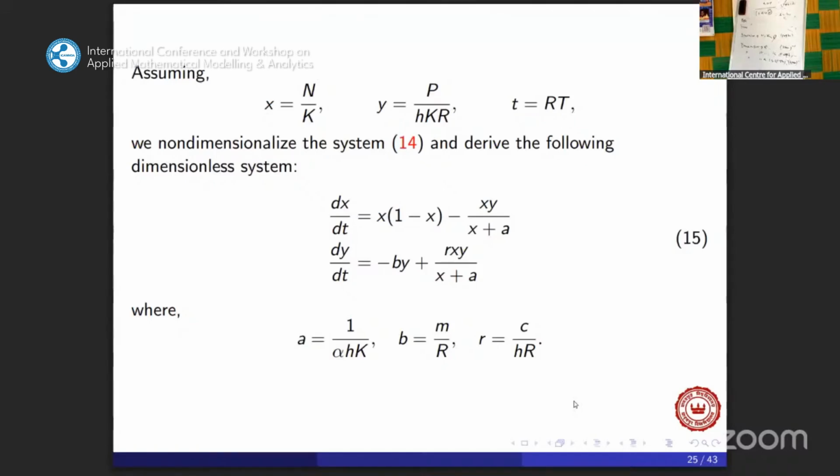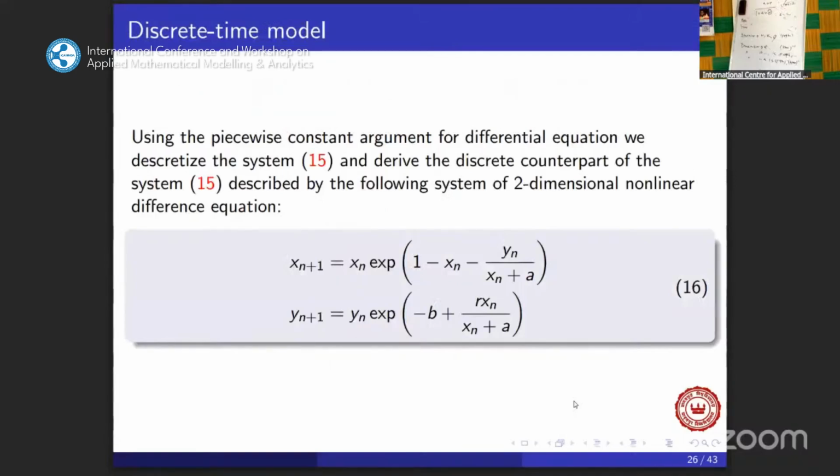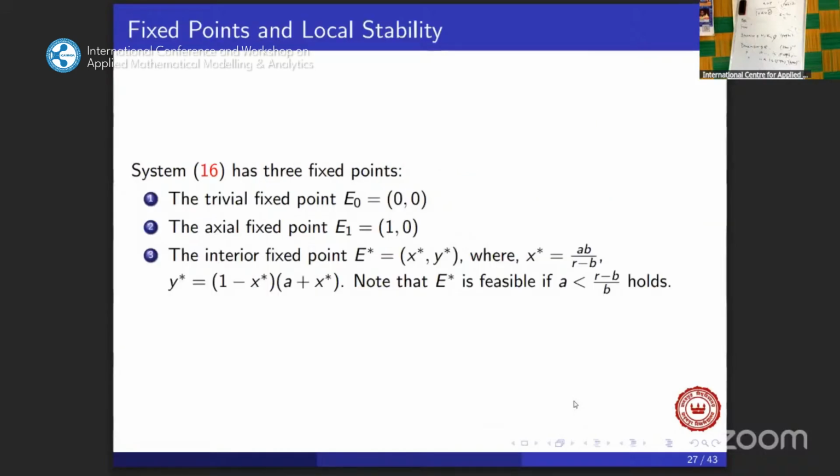Go to the next slide. See, from the model system, we converted it using the piecewise constant argument of the differential equation, and we get the following system of equations. Next. Following this system of equations, we get the equilibrium points. One is (0, 0), one axial one E1 (1, 0), and the interior one. x star is ab by r minus b, so we need r greater than b, and y star is a1 minus a2. We get the following condition: a less than r minus b by b.